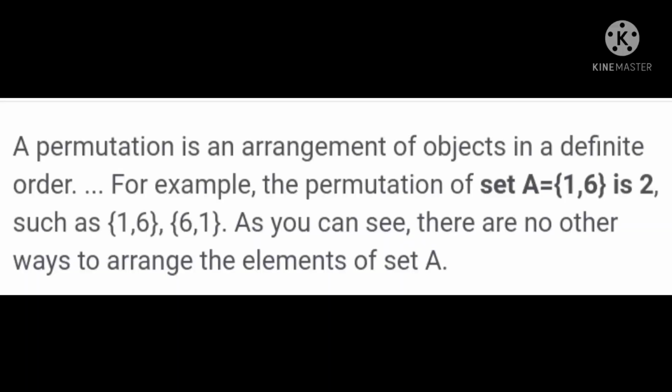The second example: a permutation is an arrangement of objects in a definite order. For example, the permutations of set A, which is 1 and 6, are 1, 6 and 6, 1. As you can see, there are no other ways to arrange the elements of set A. There are only two ways to arrange the two numbers, 1, 6 and 6, 1. So there are only 2 ways.